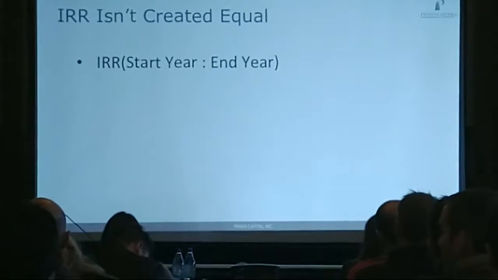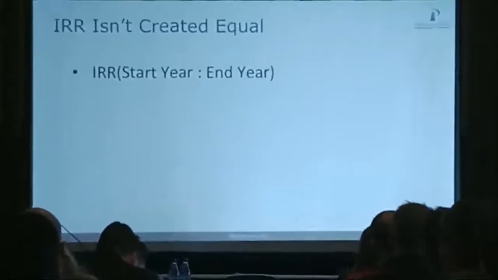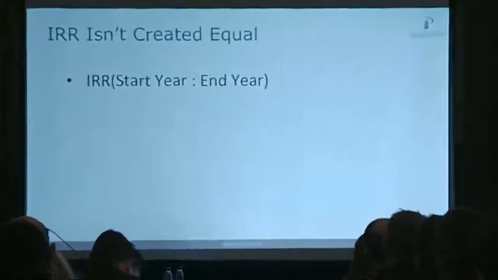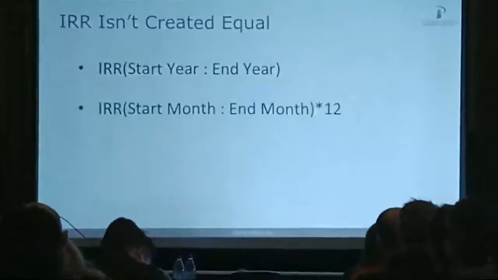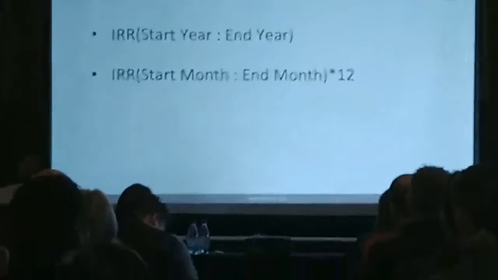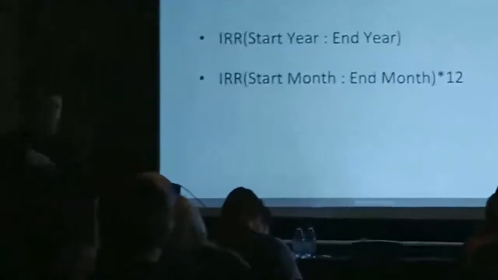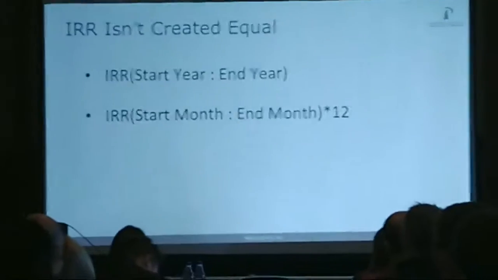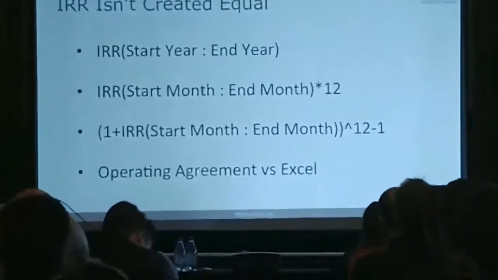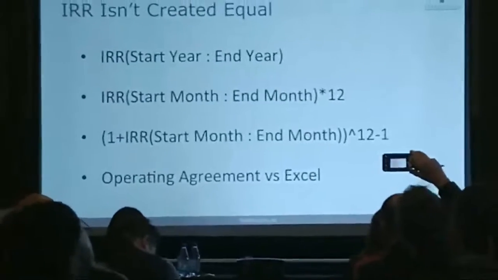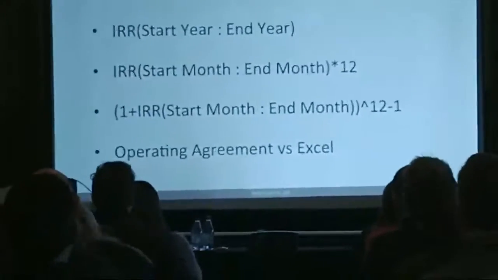So again, IRR isn't created equal. This is the IRR calculation in Excel, right? So you put your cash flows in, it gives you your IRR. And then if you're calculating by the month, you do your first month to your last month, multiply by 12, that's your IRR. This is the geometric method, and so the idea here is make sure they agree.